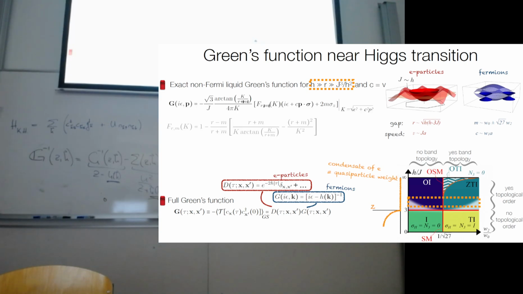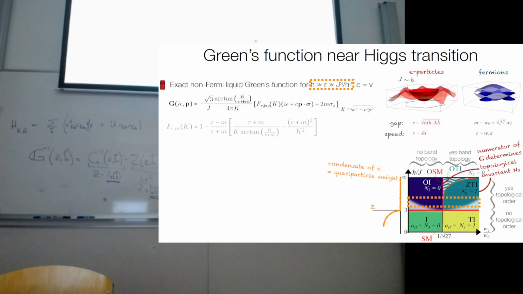So we get this elephant that I don't expect you to understand, but just to show you that you can calculate the exact Green's function. It contains some very weird functions here, and it's really a non-Fermi liquid-like Green's function. Using this Green's function, we can calculate N3, and we find that N3 is 1 here and 0 here. So we can calculate the topological invariant.